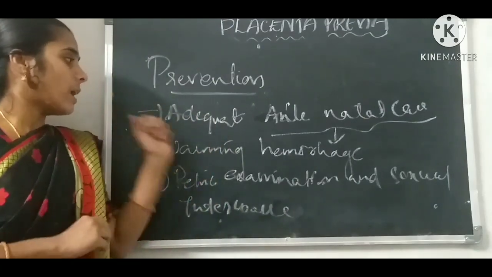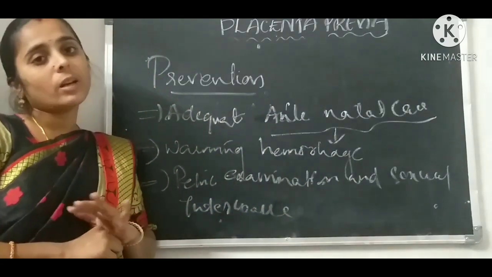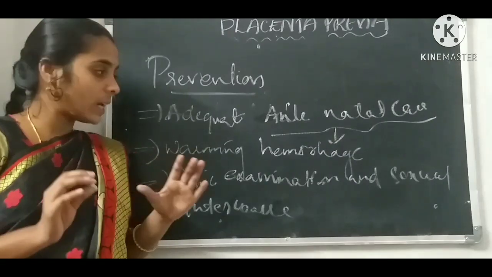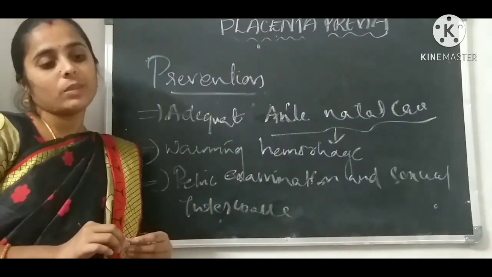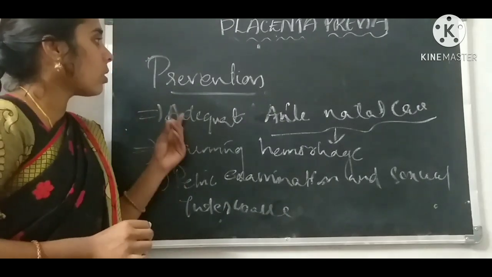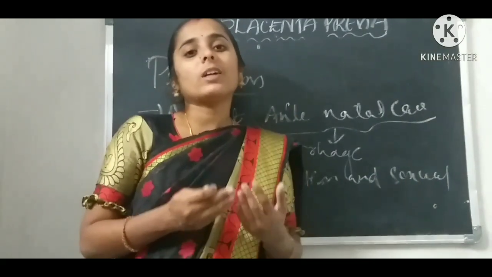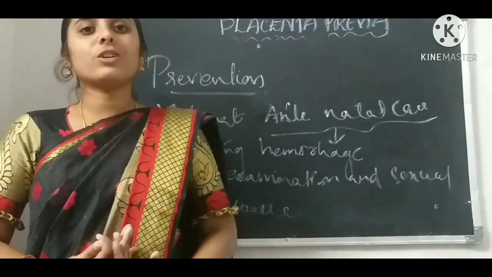So in placenta previa, adequate antenatal care should be given, warning hemorrhage should not be neglected, pelvic examination should not be done, and sexual intercourse must also be avoided. These are the preventions of placenta previa. I think you have understood the placenta previa in detail. I hope it's clear for you.